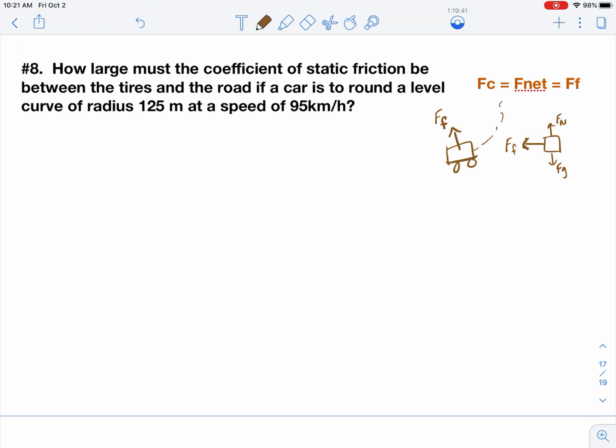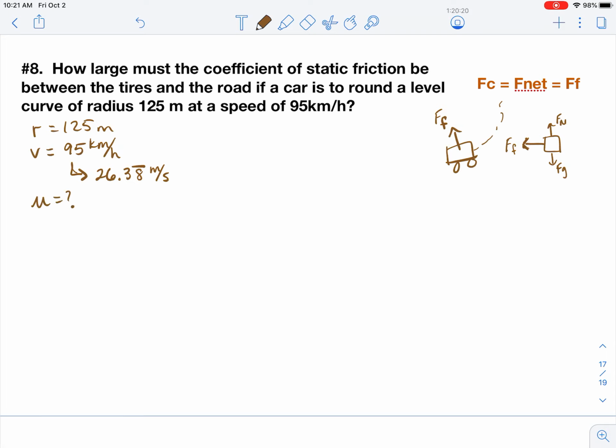So how large must the coefficient of static friction be between the tires and the road if a car is to round a level curve of radius 125 meters at a speed of 95 kilometers per hour? So I have a radius of 125 meters. I have a speed of 95 kilometers per hour. Once again, we are not going to be able to use this. We need to convert this to meters per second. And so once we do that, that is going to give us a value of 26.38, and then my 8 is repeating. They are asking me to solve for my mu.